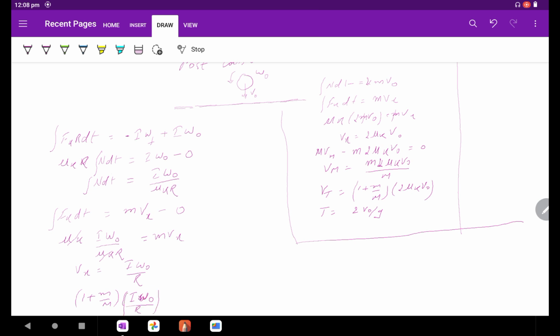I is I naught, it is the moment of inertia as calculated by an axis passing through the center of mass. And then time of flight remains. So in this case, what do we get the answer as is 1 plus small m by capital M. Now you can mark I naught as 2 by 5 m r square, or to make it generic, we can mark it as m k square, where k is the radius of gyration. I naught by r into 2 v naught by g.